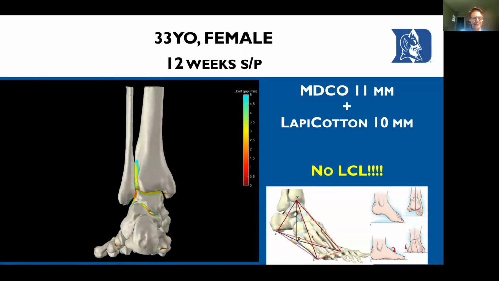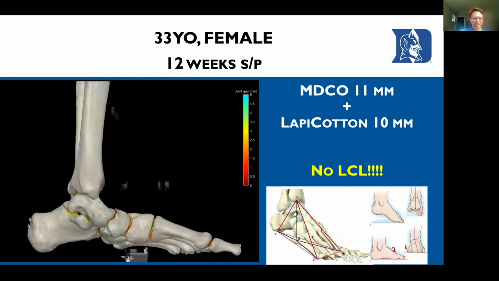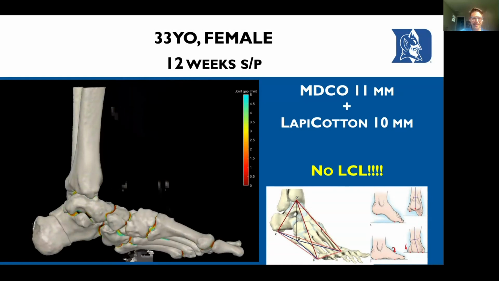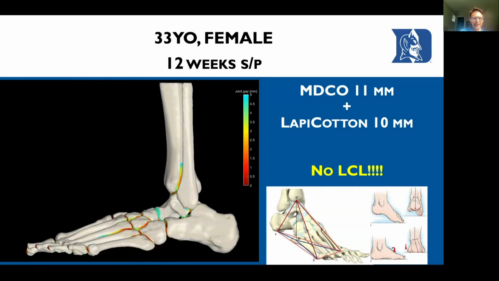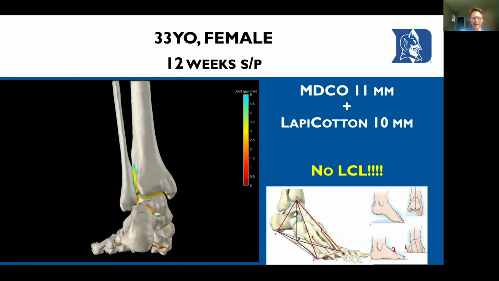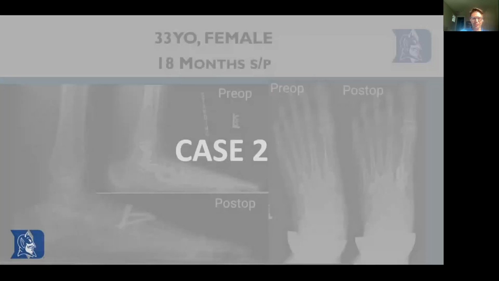And again, remember, I did not do a lateral column lengthening. So look at the correction of the talonavicular coverage without a lateral column lengthening. So again, you don't need a lateral column lengthening to correct abduction, as brilliantly demonstrated in the prior lecture as well. This is the patient with 18 months showing that she maintained correction and was doing good.